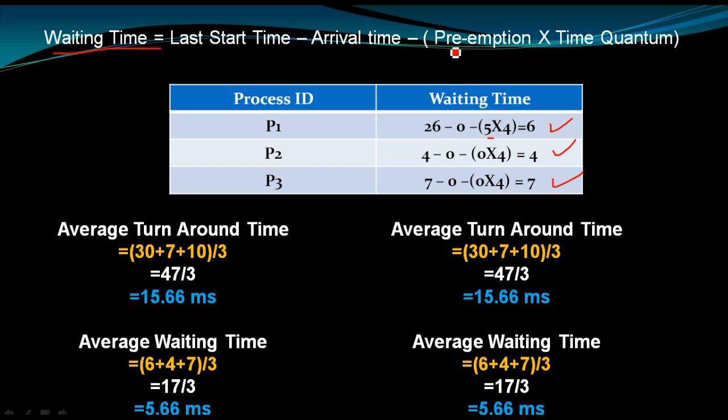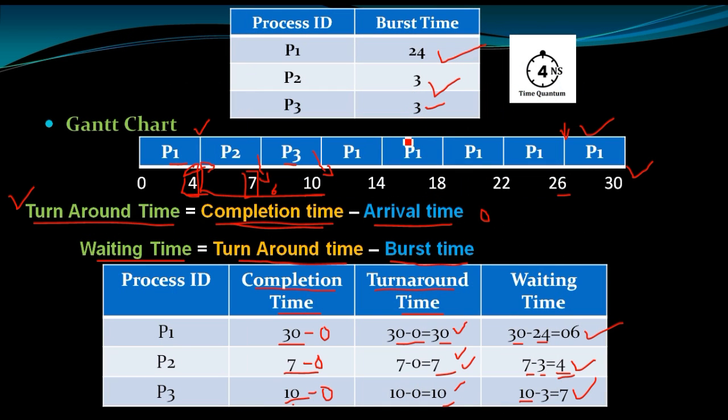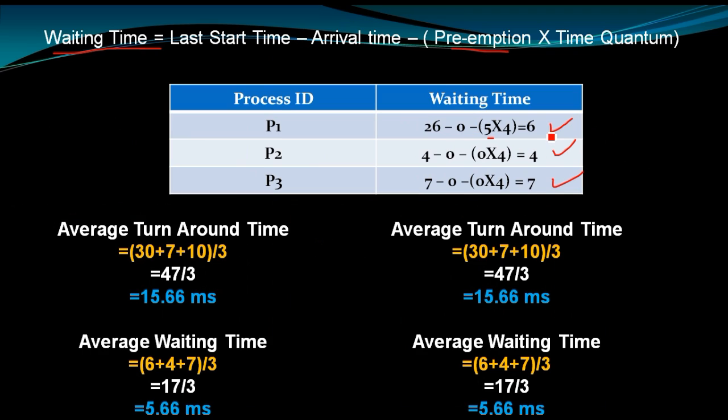Preemption means, you can see 1, 2, 3, 4, 5. All these time quantums are allocated to P1, so P1 is preempted these 5 times. Hence we are taking the preemption as 5 into 4. What is 4? 4 is the time quantum, 4 nanoseconds, right? So 5 into 4, that is 20. 26 minus 20, 6. Similarly 0 into 4, 0, 0 into 4, 0. So 4 minus 0 is 4, 7 minus 0 is 7.